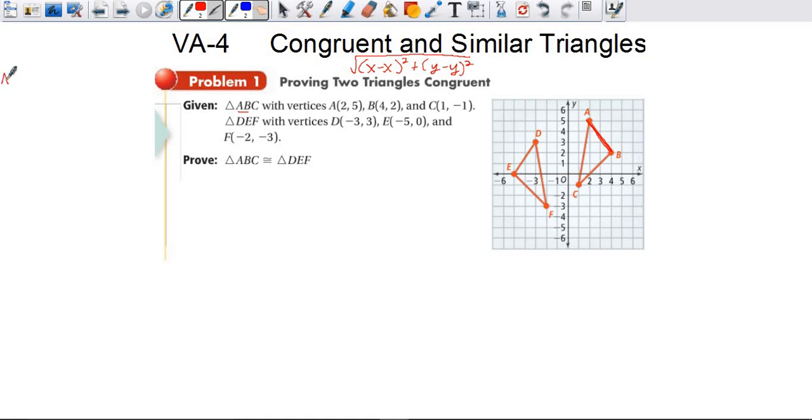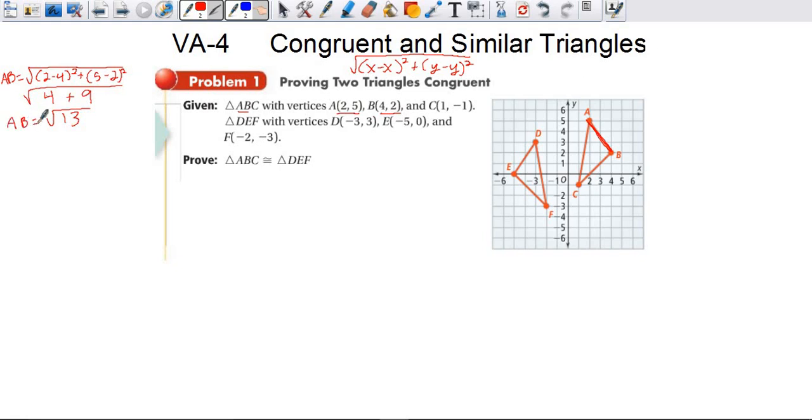So if I'm going to find AB, then I'm going to use the distance formula and say my two x's are 2 and 4. So (2 minus 4) squared plus, and then my two y's are 5 and 2, so (5 minus 2) squared. All right? So 2 minus 4 gives me -2. -2 squared is 4. 5 minus 2 is 3. 3 squared is 9. We add those together, we get the square root of 13. Now, for my purposes, I'm actually going to stop right there. So I know AB equals the square root of 13.